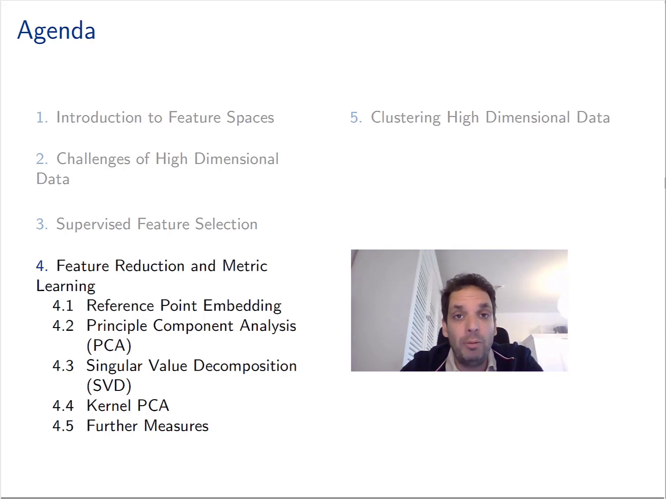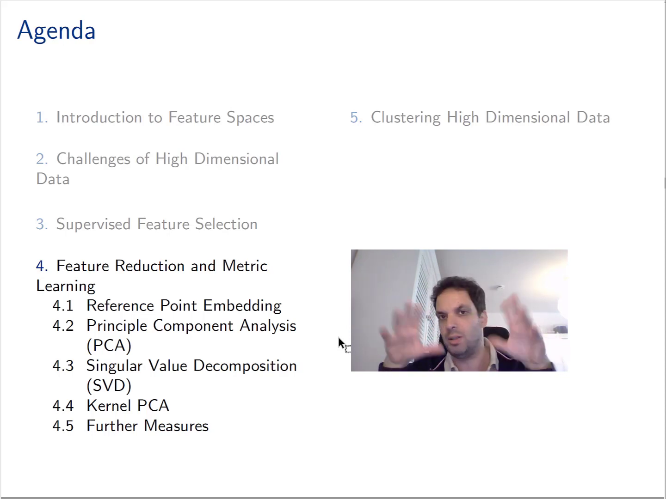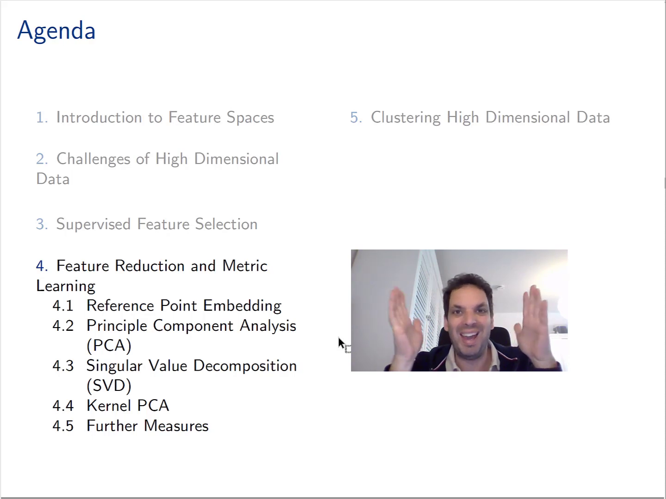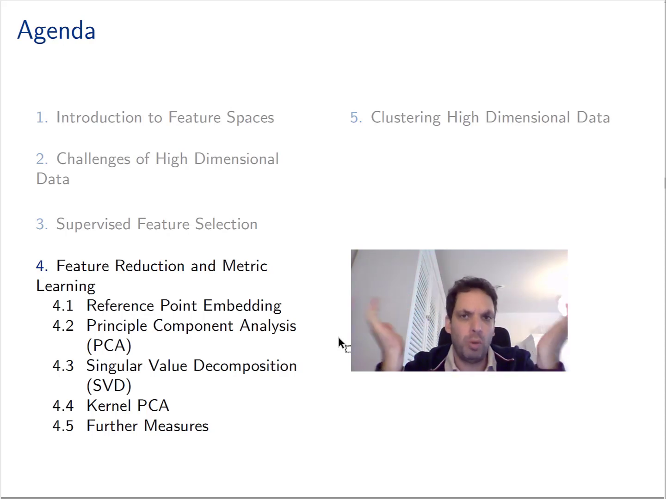We are in the middle of the high dimensional data chapter, and we talked about challenges of high dimensional data, the curse of dimensionality a lot two weeks ago. Last week we talked about supervised feature selection. That was the task where we try to get rid of features, but we keep original features, and typically we keep K features. Why do we want to get rid of them?